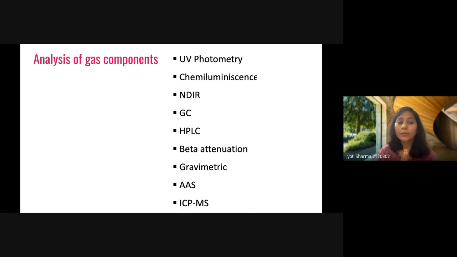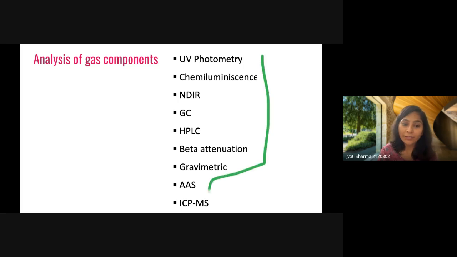Okay, so we do have different instruments and techniques by which we can get to know the concentration of different gaseous pollutants or particulate matter. So these are different techniques, you can read about this. And we are moving to the next one.